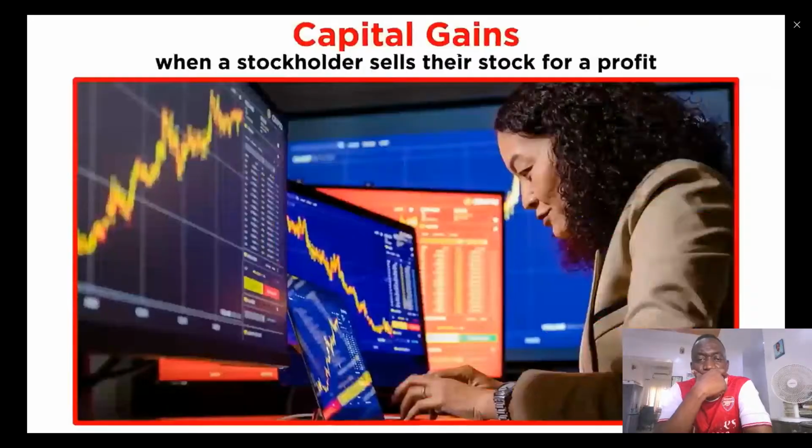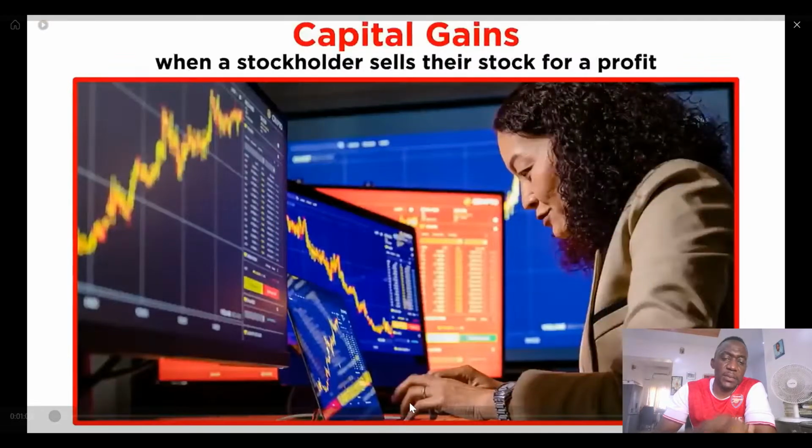Capital gains are when a stockholder simply sells their stock for more than they originally paid for.